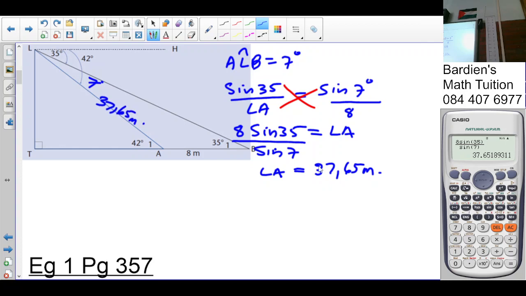So how do I calculate LT? Sine rule. Not the sine rule, but sine. Why sine? It's a right angle triangle. So do your thing.